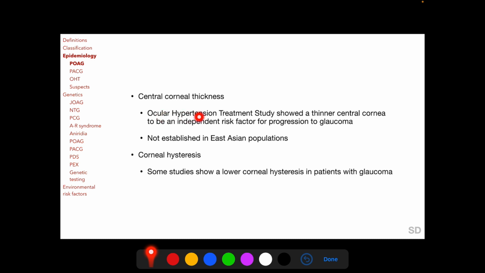The Ocular Hypertension Treatment Study showed a thinner central cornea to be an independent risk factor for progression to glaucoma in patients with ocular hypertension, but this has not been established in East Asian populations. And some studies show a lower corneal hysteresis in patients with glaucoma.